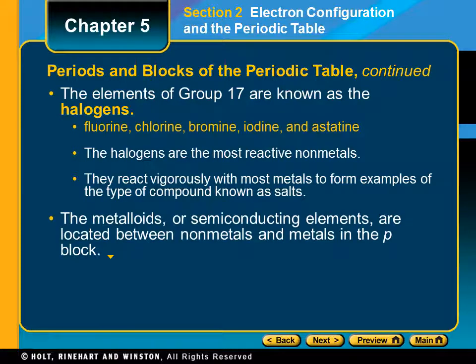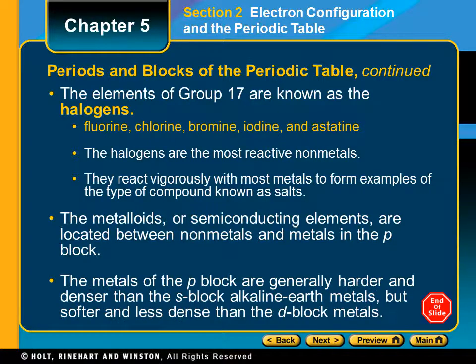Metalloids or semiconducting elements are located between nonmetals and metals in the P block. The metals of the P block are generally harder and denser than S block alkaline earth metals, but softer and less dense than the D block metals. If I were you guys, I would listen to this section once, and then I would go back and with a periodic table open, listen to this section again. I think that would be beneficial.